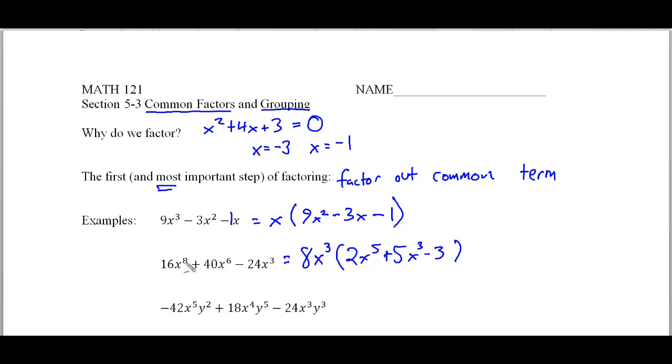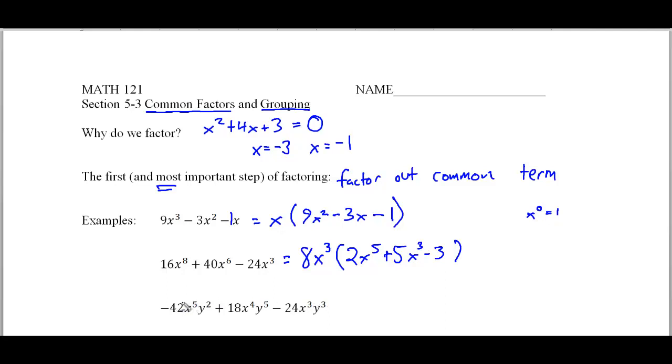Now, you'll take a look at the exponent rules. 8 minus 3 is 5, 6 minus 3 is 3, and 3 minus 3 is 0. x to the 0 power is right here. x to the 0 is technically 1. I'll write that down here. So 8 to the 0 power is times 1, so that's why it looks the same.